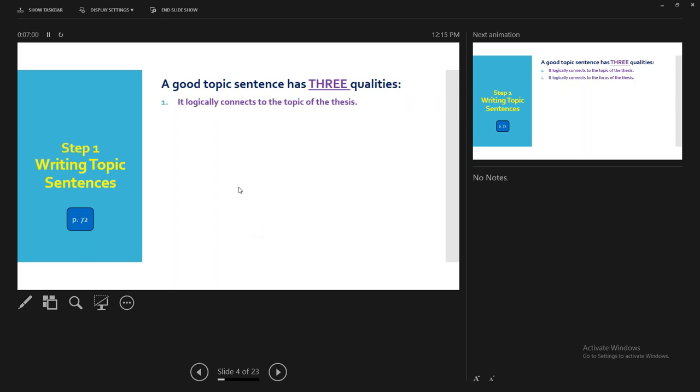One, it logically connects to the topic of the thesis. Here we are referring to the thesis statement you wrote in your introductory paragraph. Okay. So if it does not connect to the topic of the thesis, then it's not a good topic sentence. Two, it logically connects to the focus of the thesis again. And remember, we looked at several types of focus previously, and you need to keep them in mind whenever you write.